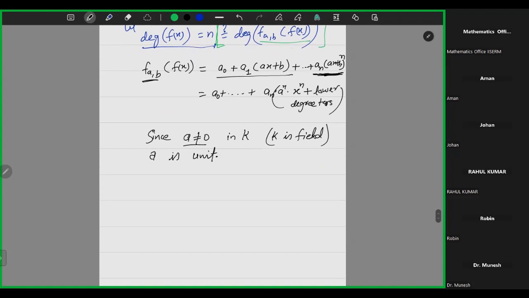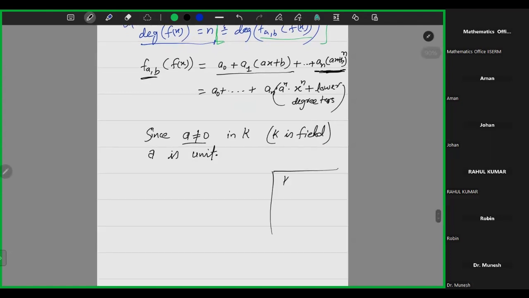Because K is a field, every non-zero element has its inverse. What are the properties of fields? Let me write here. K is a ring with these properties: K with plus is an abelian group; K after removing 0 with dot is an abelian group; and the distributive property holds, (a plus b) into c equals ac plus bc. So these are the properties of fields.